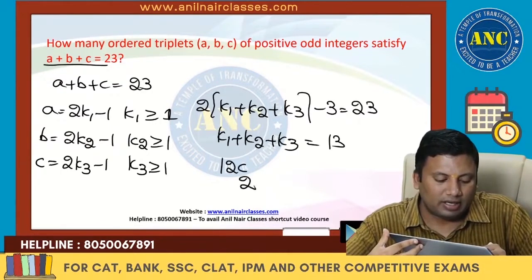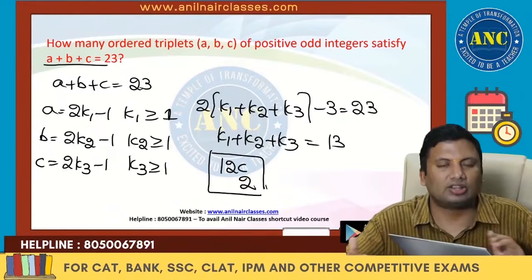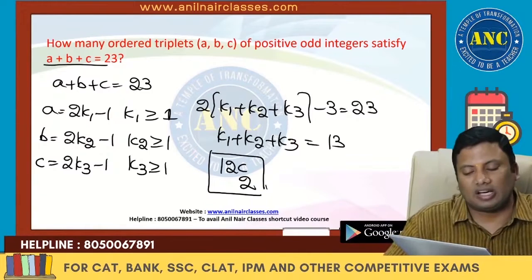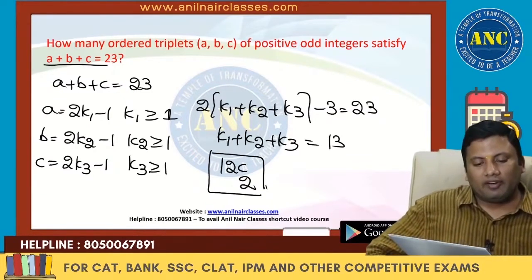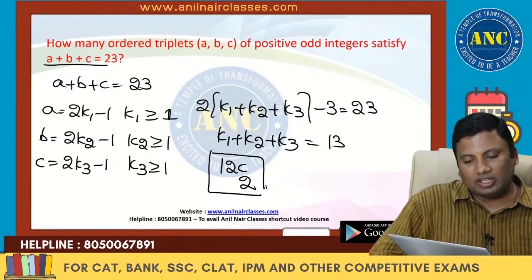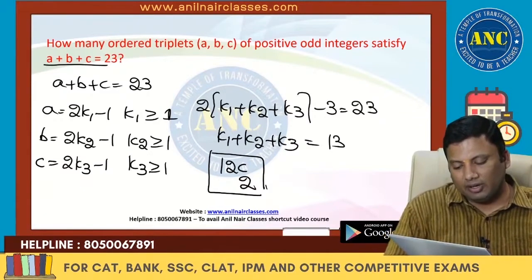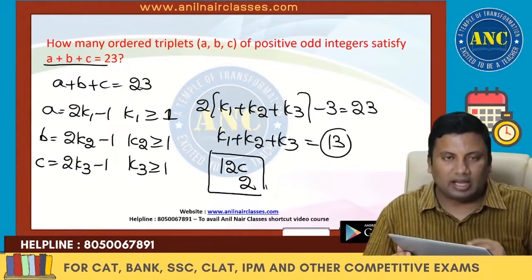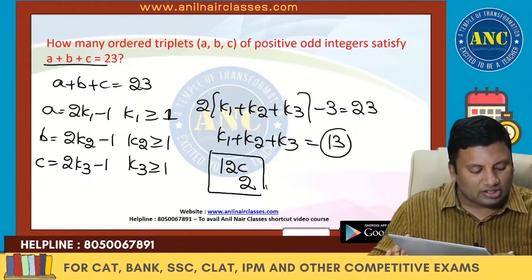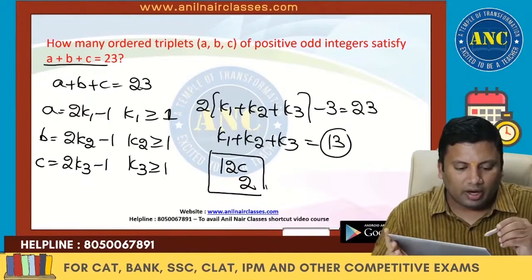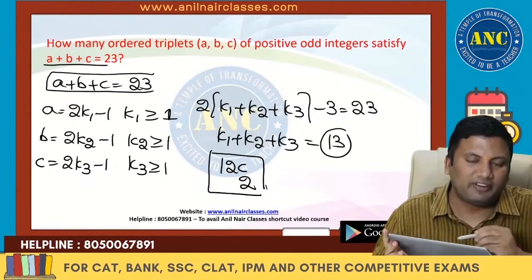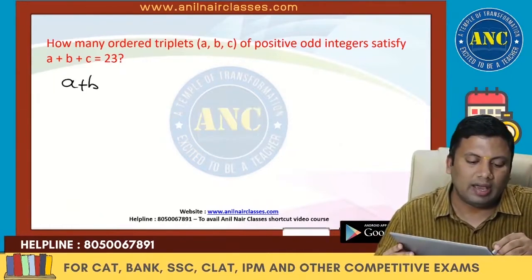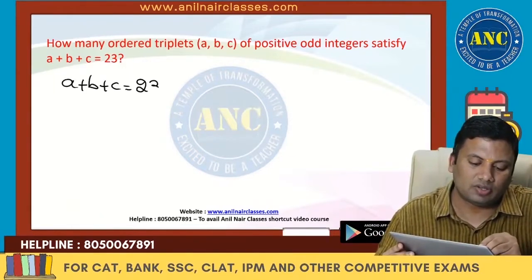Answer is nothing but 12C2. I hope the idea is clear. If the variables are starting from 1, 2 into (k1 plus k2 plus k3) minus 3, if it goes to the right hand side, it will become plus 3. 26 by 2, 13. 13 balls are kept in a line, there are 12 gaps. So it is 12C2. I hope this idea is clear. What if it is 2k1 plus 1? That also, the answer will not change. A plus B plus C, which is 23.